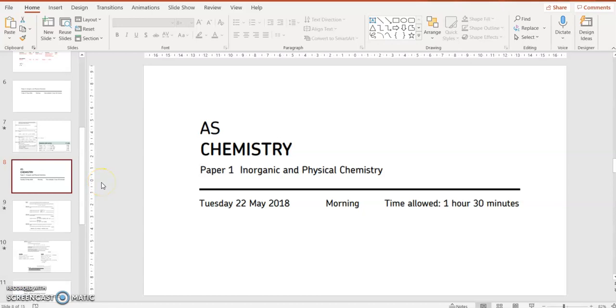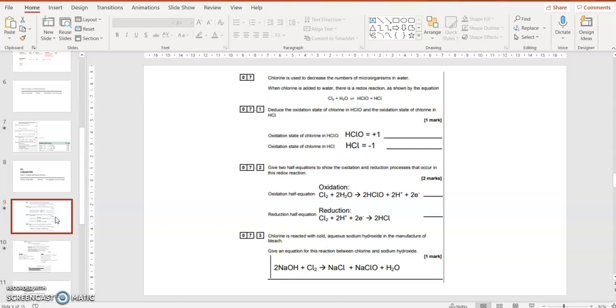AS Paper 1 2018. So let's have a look at this paper. This question 7. Chlorine is used to decrease the number of microorganisms in water. We know it kills microorganisms or bacteria in water, either in potable water, drinkable water, or in swimming pools, used in small amounts because it's toxic.